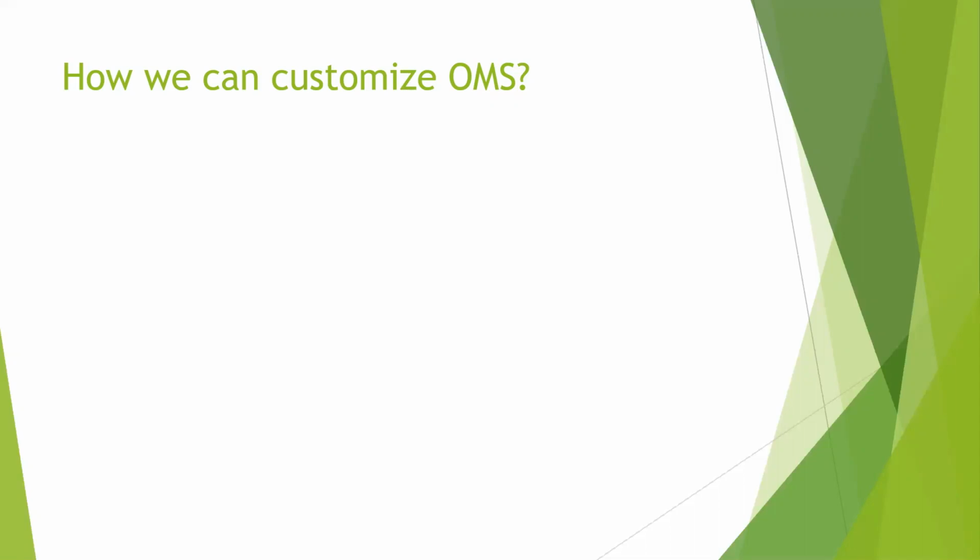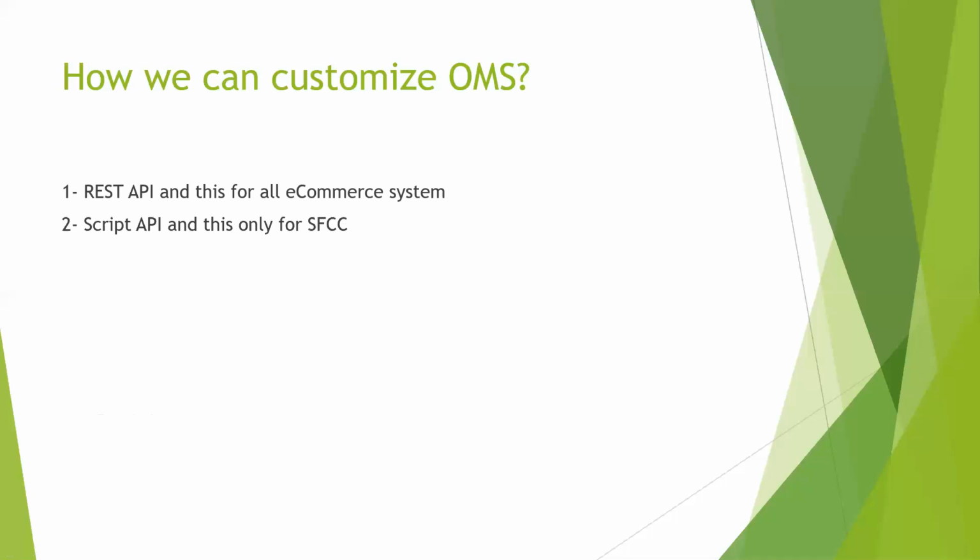Three, we can communicate with OMS using script API, and this is the important one. So we can customize OMS in two ways. One, REST API, and this is for all e-commerce systems. Two, script API, and this is only for SFCC. Now I will show you an example of REST API.